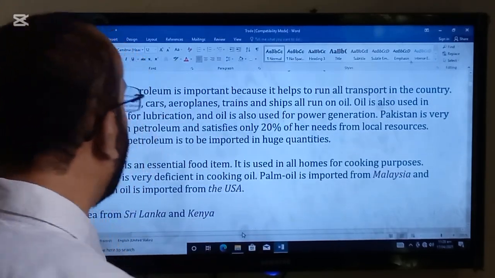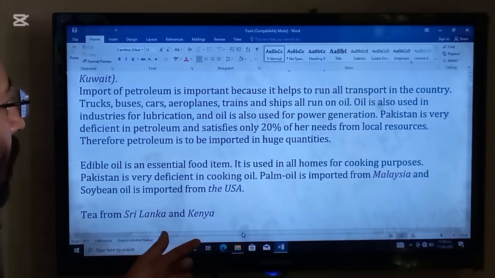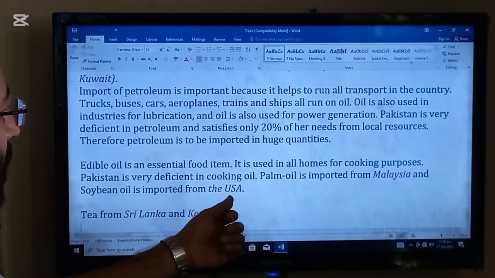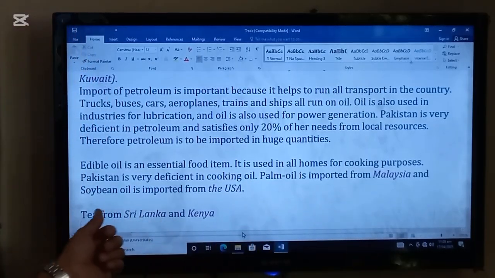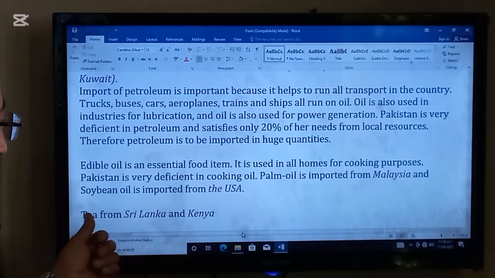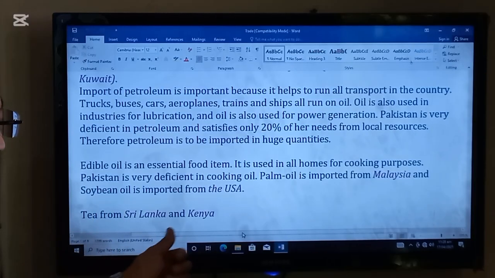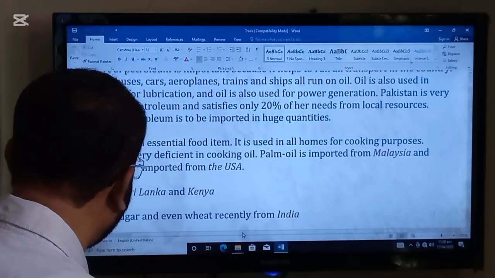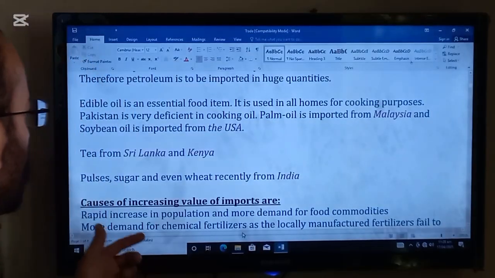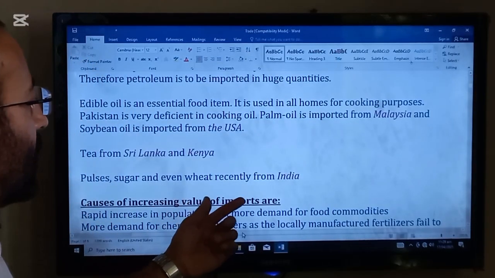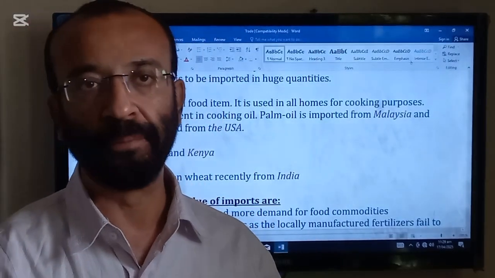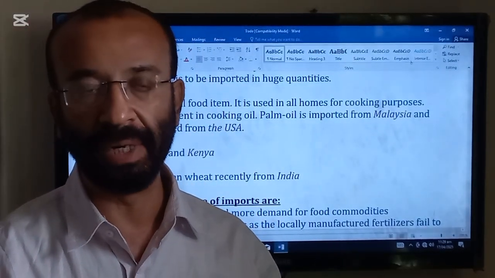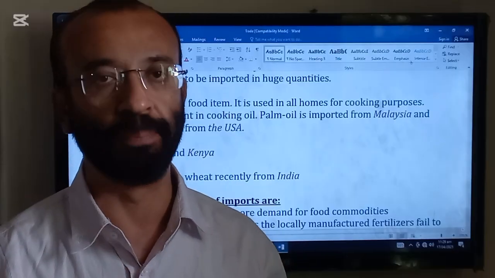Edible oil is essential as a food item. It is used in all homes for cooking purposes. Pakistan is very deficient in cooking oil. Palm oil is imported from Malaysia, and soybean oil is imported from the USA, and tea from Sri Lanka and Kenya. Pulses, sugar, and even wheat recently from India. So these were the imports, where they are imported from, and their usage in our Pakistan.